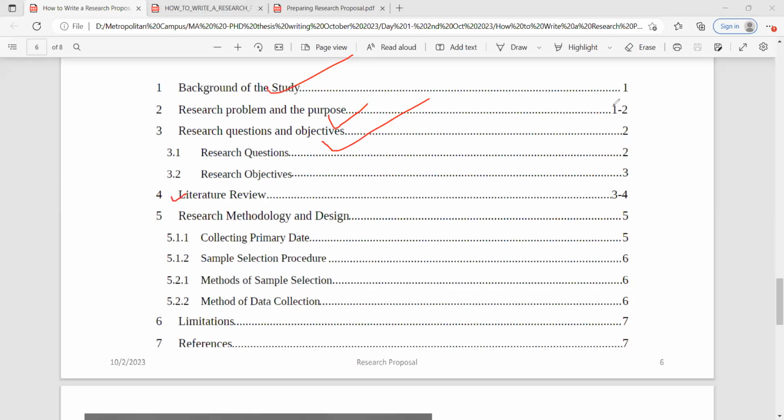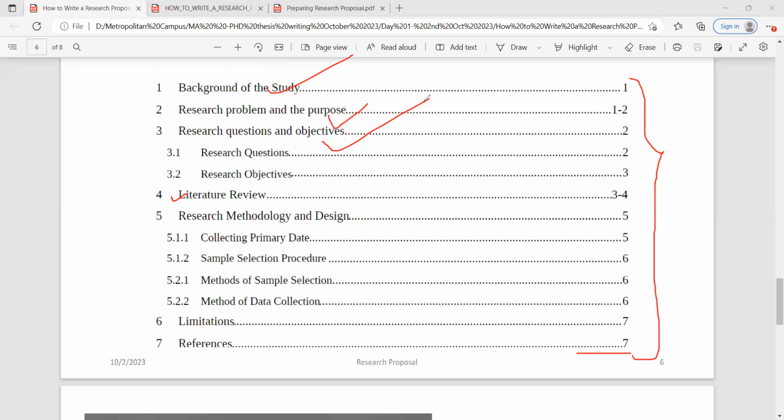Imagine this is your research proposal, and the length is 7 pages, 7 A4 sheets. For the background, you can take half a page or three-quarters. Then for your research problem or the problem statement, half a page or three-quarters. When it comes to the research questions and the objectives, you can take 1 full page, according to the number of objectives that you have.